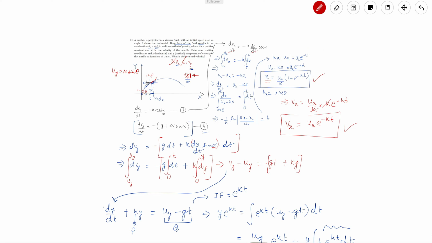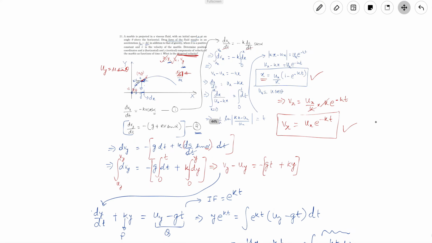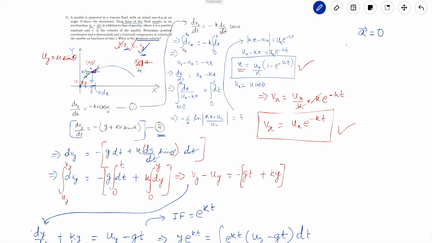One more thing needs to be found, which is terminal velocity. How can we find terminal velocity? Very simple. Terminal velocity means when its velocity becomes constant, it means its acceleration is going to be 0. When a vector is 0, in that case we find the terminal velocity. In order to have the a vector as 0, this term should be 0 and this term should be 0. This term should be 0 means cosine of alpha is equal to 0, so dvx over dt will be 0. And here this term is also 0: g plus k times v, which is speed, sine alpha is equal to 0.